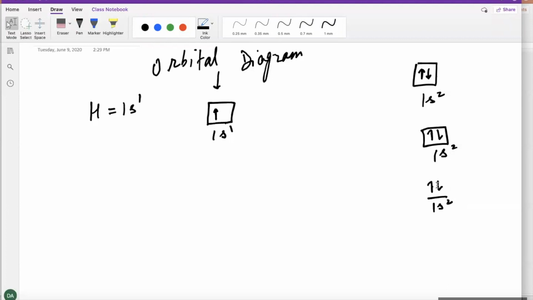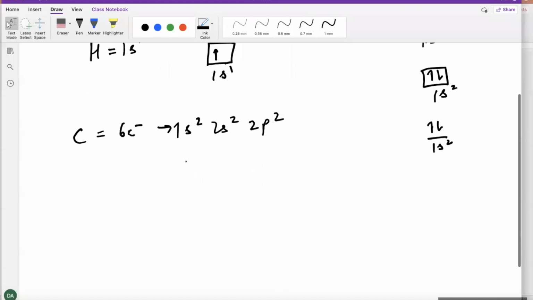So now, guys, we're going to be talking about the other examples. Let's go to carbon. Carbon has 6 electrons, and this is 1s2, 2s2, 2p2. So let's talk about that one. You go to the first floor. On the 1s, you have 2 electrons. On the 2s, you have 2 electrons.